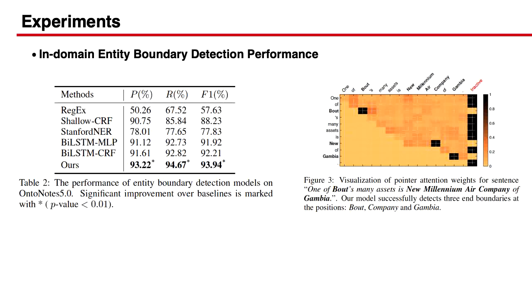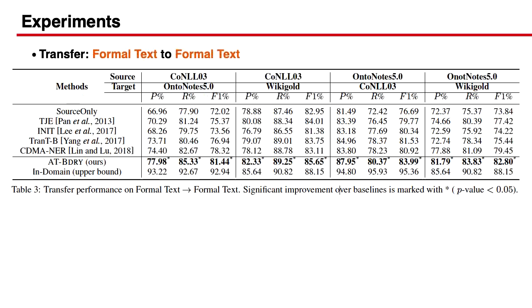We consider one formal text data, for example, CoNLL03 as the source domain, and another formal text, for example, WikiGold as the target domain. Table 3 reports the performance on standard test sets of target domains. From the results, we have the following observations. First, our approach significantly outperforms all baseline methods to date. Second, with the adversarial transfer mechanism, our approach significantly improves the performance of training only on source datasets.